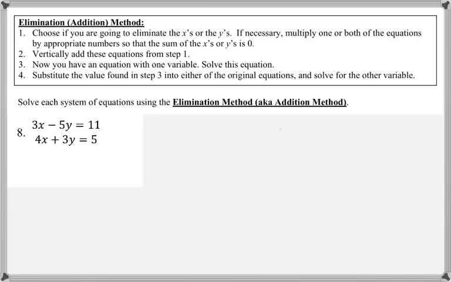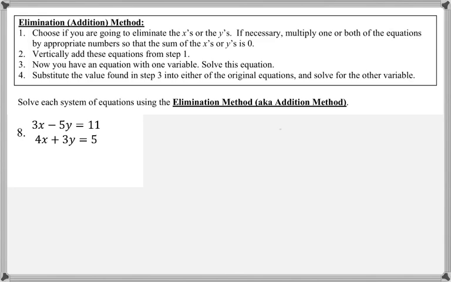On question number 8, I'm trying to solve using the elimination method. So let's try to eliminate the x's. So I would like to turn this 3x into a negative 4x so that it would cancel out with this 4x, but I can't really do that. Or I would like to turn this 4x into a negative 3x to cancel out with this 3x, but I can't really do that either.